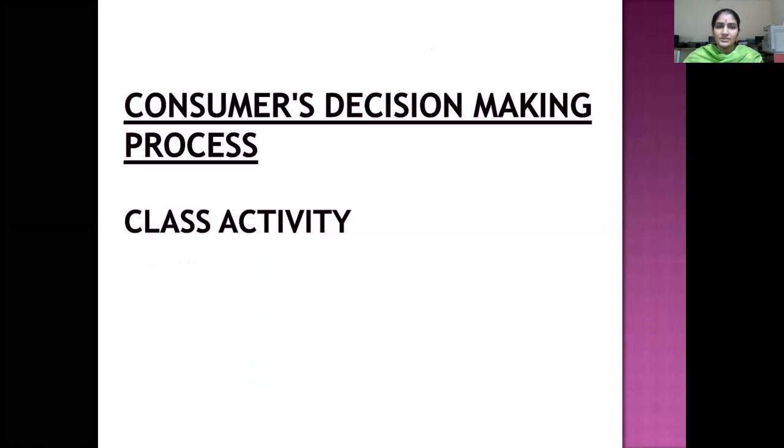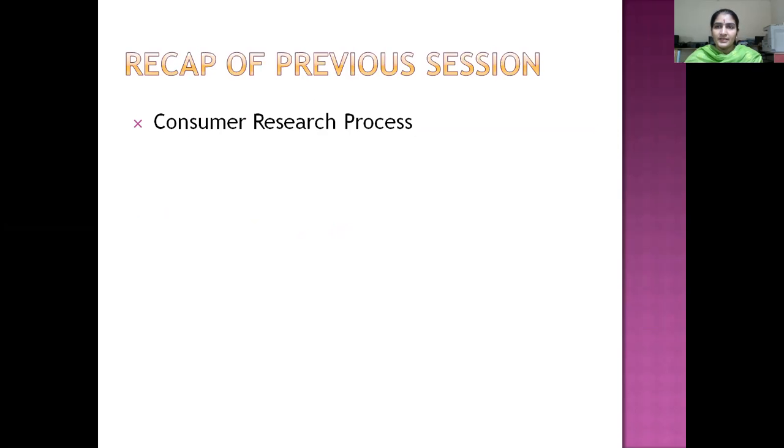So today's session topic is the class activity, which is from your 4th chapter, that is consumers' decision making process. So far we have discussed all the concepts of the 4th chapter. Now today in our class we will be having a class activity based on the learning outcomes from this chapter. But before starting today's class activity, first let us quickly recap our previous class session topic. That was consumer research process.